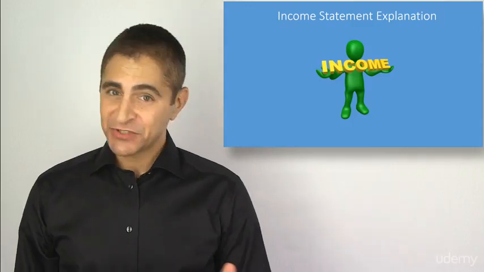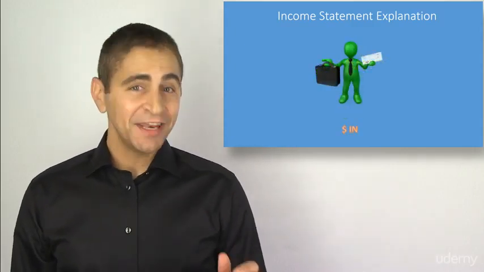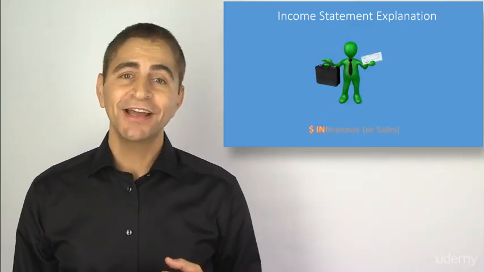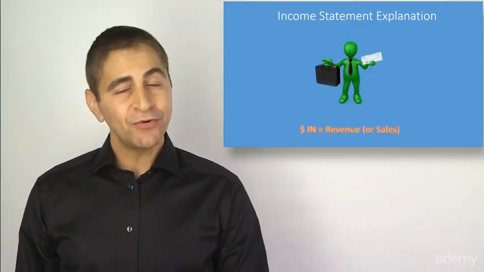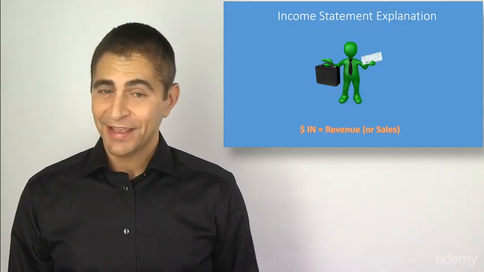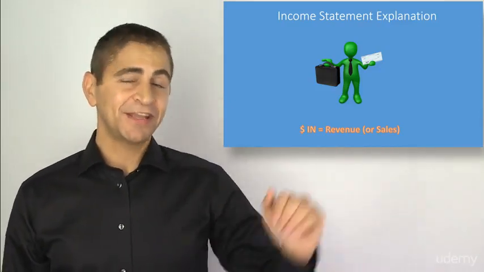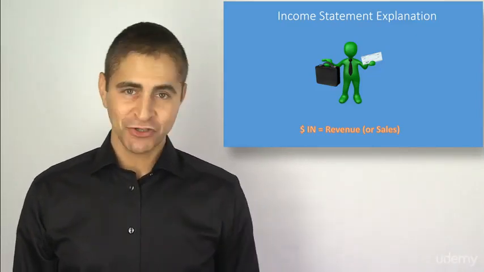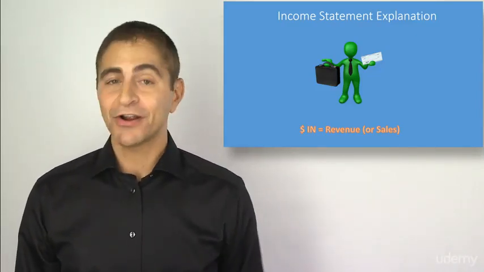Let's discuss the income statement in more detail. An income statement will tell you how much money is coming in, okay? And that's called revenue or sales, which is the same thing. Some people call it the top line because revenue goes at the top of the income statement. And the bottom line, what is our bottom line? That's net income at the very bottom.